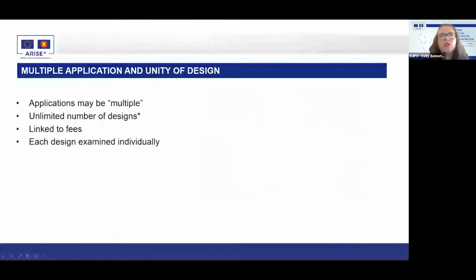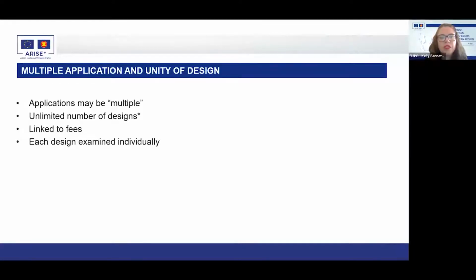So now we move on to multiple applications and the unity of class requirement. A multiple application is a request for the registration of more than one design within the same application. Each of the designs contained in a multiple application is examined and dealt with separately. So each design can be enforced, licensed, be subject to rights in rem, insolvency. It can be surrendered, renewed, or even the subject of invalidity proceedings separately from the rest of the designs in the multiple application.